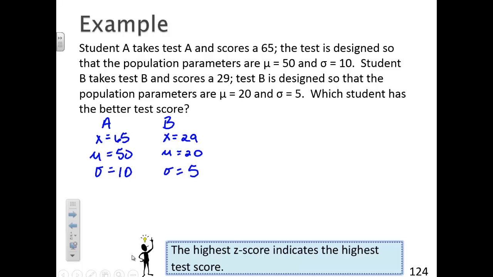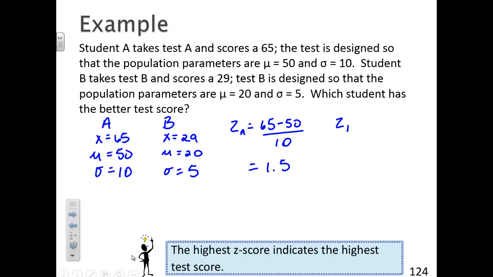What we need to do here is find the z-score for student A and student B. Then we'll compare those two z-scores. The one with the highest z-score has the highest test score because they're further away from the mean. So, finding the z-scores, z A is the data value minus the mean divided by the standard deviation, and that gives us a value of 1.5.